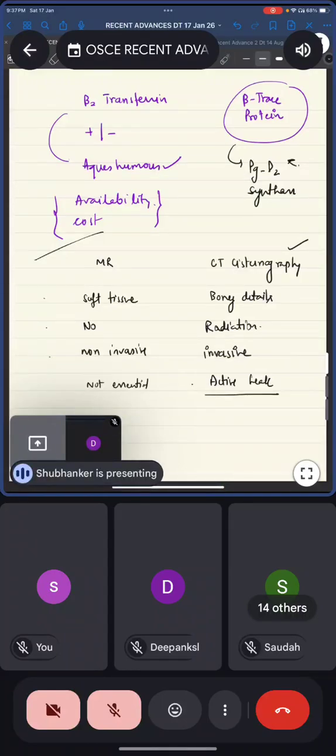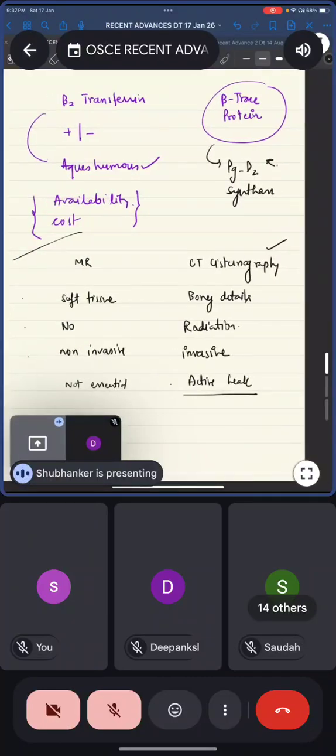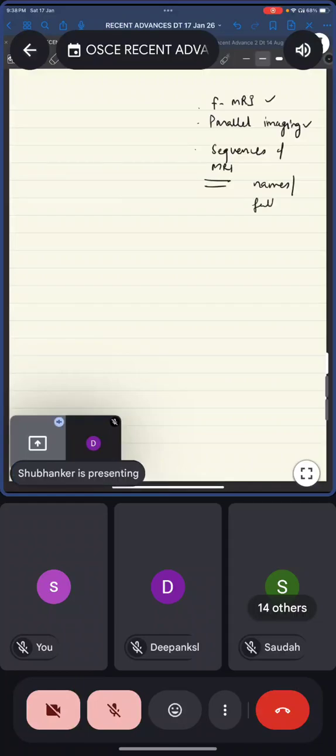Okay, and this is okay. So this is all from my side for today, and for tomorrow my request will be, I know nobody wants to work on Sunday, if possible, please read about these three things. One is functional MRI, second is parallel imaging, and then the sequences of MRI. In the sequences of MRI, just remember the names, that is the full form.